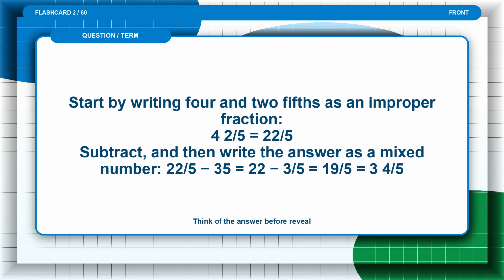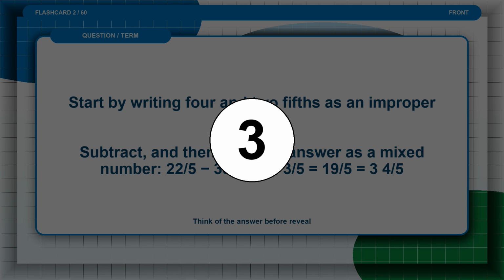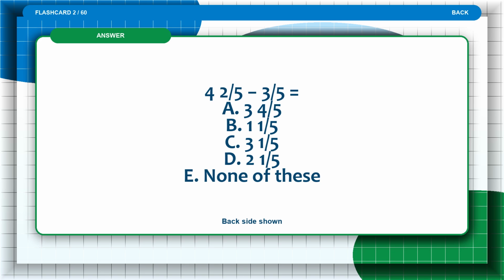Flashcard 2. Start by writing 4 2/5 as an improper fraction. 4 2/5 equals 22 over 5. Subtract, and then write the answer as a mixed number. 22/5 minus 3/5 equals (22 minus 3)/5 equals 19/5 equals 3 4/5. Think of the answer before the reveal. The answer is 4 2/5 minus 3/5 equals: A, 3 4/5; B, 1 1/5; C, 3 1/5; D, 2 1/5; E, none of these.